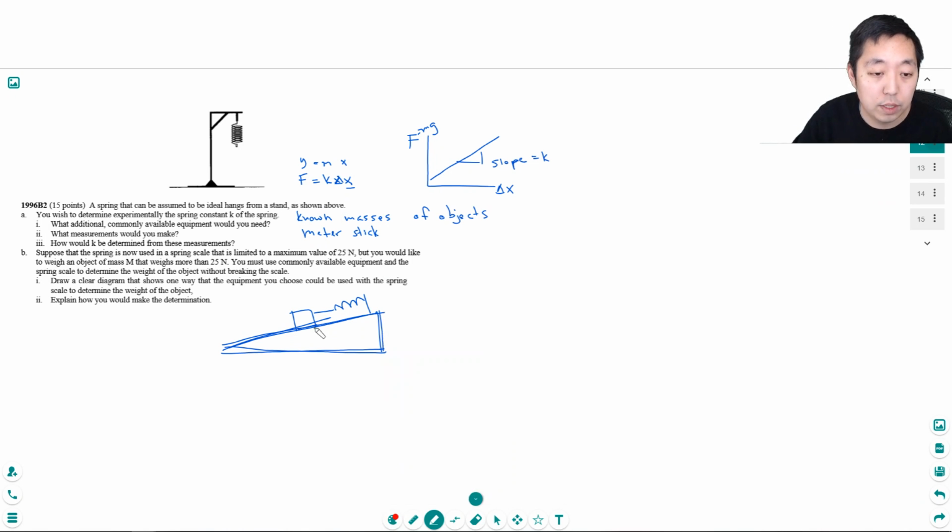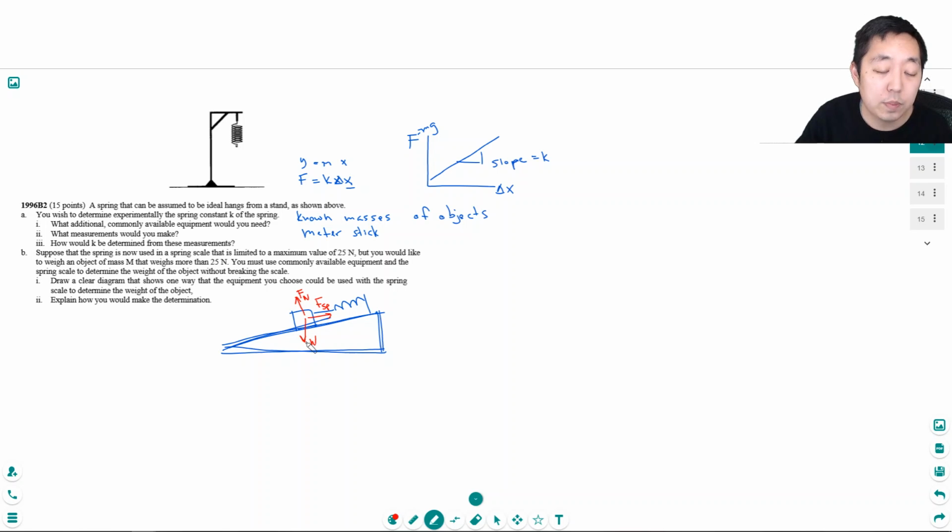Let me switch to red. I would have the weight of the object. I would have the force of the spring scale, and I would make the incline nice and smooth so there's no friction. There'd be a normal force, but I don't really care about the normal force if there's no friction. I only care about the force in the spring direction.